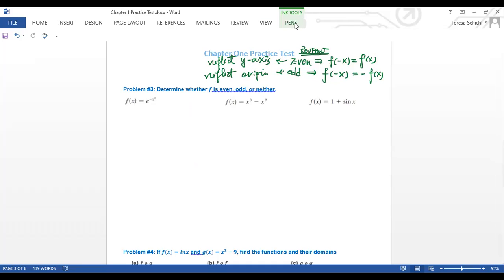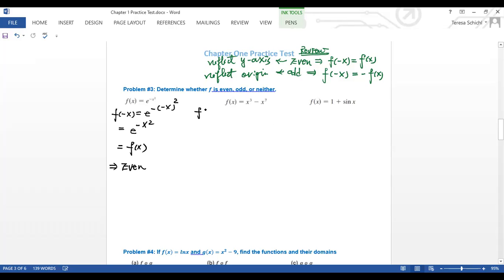Okay, so now let's determine whether this is even or odd. Let's go ahead and start. We always start with f of negative x. So here it is e to the negative, you replace the x with negative x, so it's negative x squared. Now what is negative x squared? It is x squared. So it will be equal to e to the negative x squared. This is exactly equal to f of x. So what type of function is this one? It's even, right?